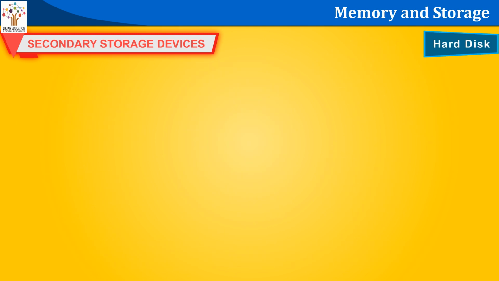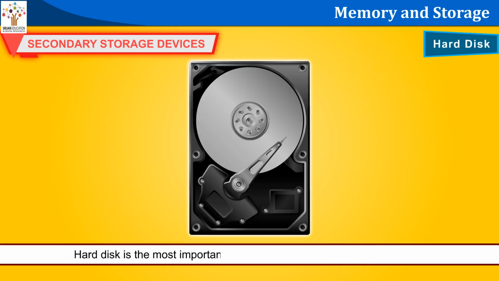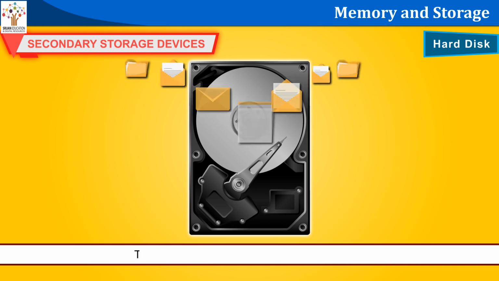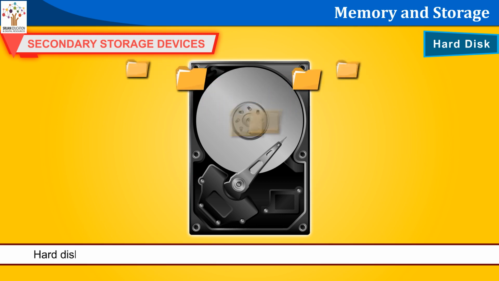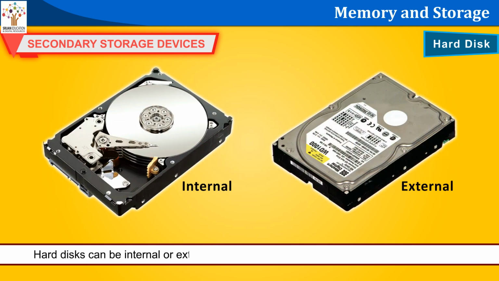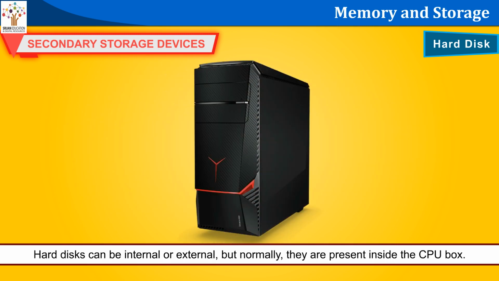Hard disk. Hard disk is the most important secondary storage device in a computer. In fact, it is an integral part of any computer system. When we save our work by clicking the Save button, the work is saved in the hard disk drive. The hard disk can store a large amount of data. Hard disks can be internal or external, but normally they are present inside the CPU box.